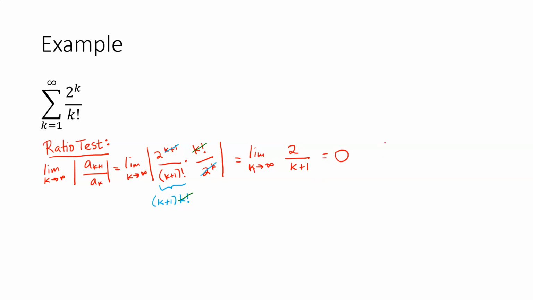And since this came out to be less than 1, remember for the ratio test that tells us that the series is convergent. And actually, more exactly, it says it's absolutely convergent, which implies convergent.